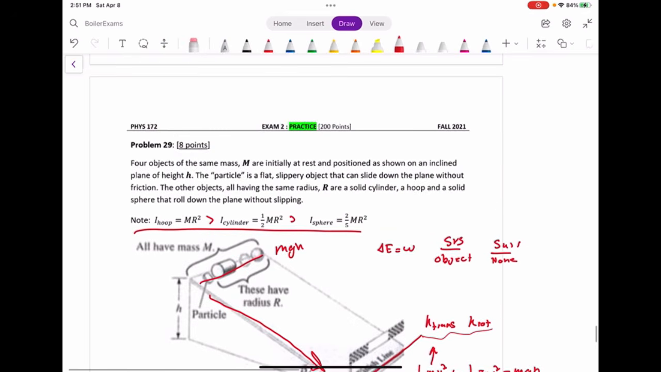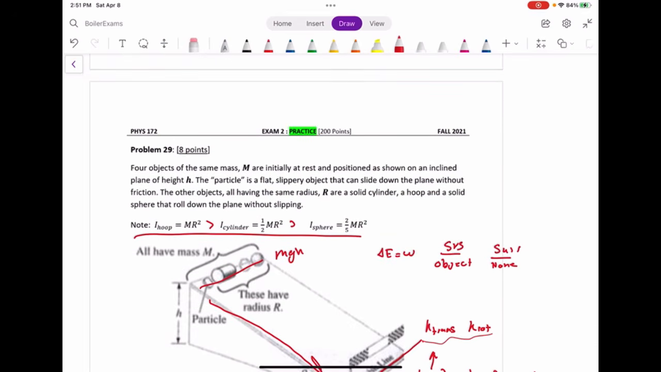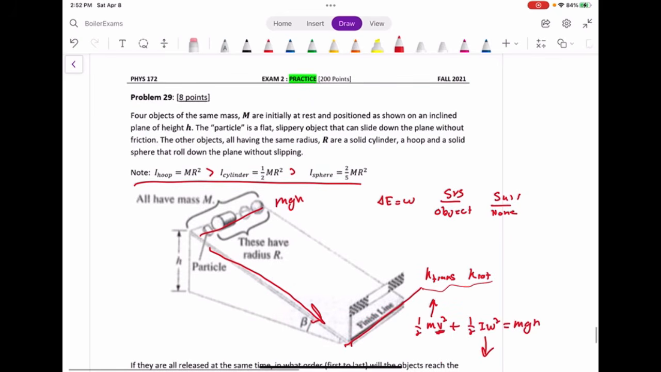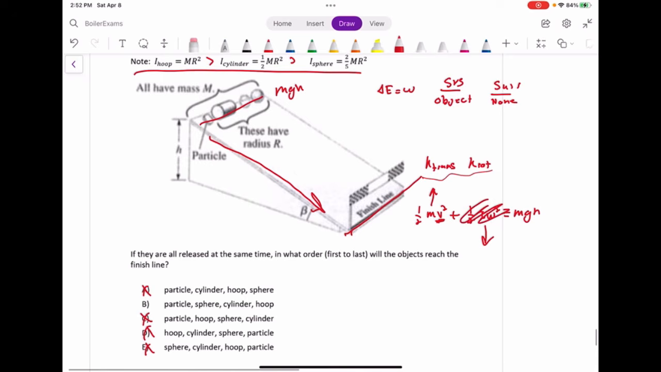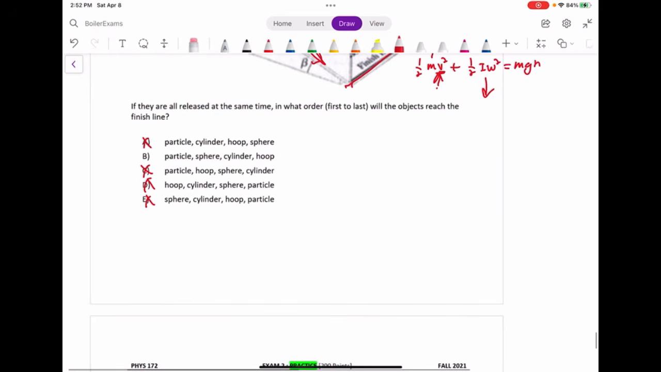Hoop, cylinder, sphere, and then what about the particle? The particle doesn't roll at all. So the particle has zero rotational energy and complete translational, which is what you want. That would get you down the fastest because it would have the greatest linear velocity to get it to the finish line first. Also, another way of thinking about it, inertia is sort of resistance to motion. So if you have a ton of inertia, it's going to move really slowly. Okay, so B for that choice.